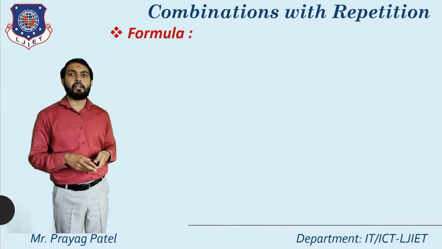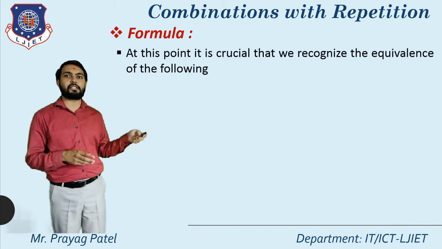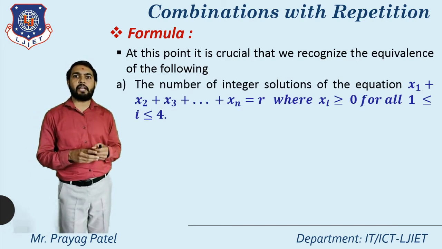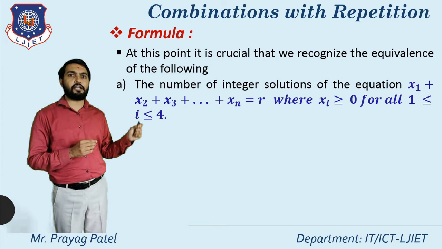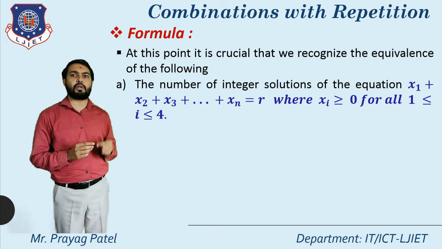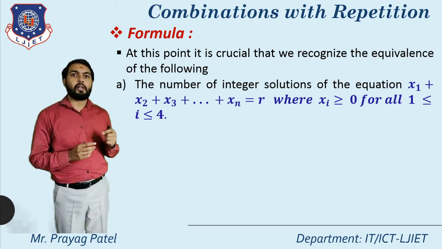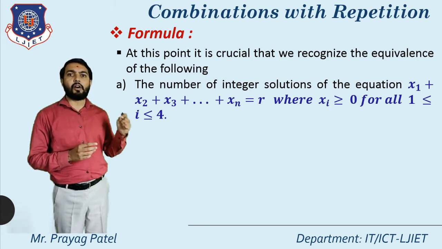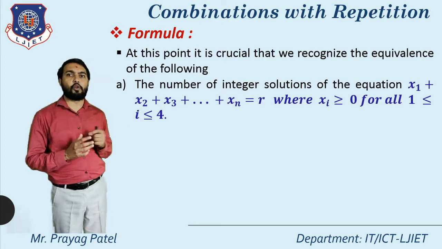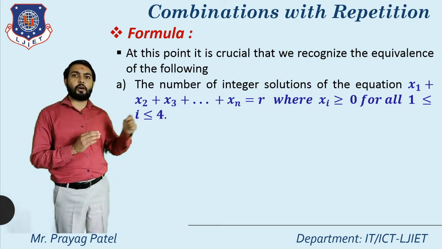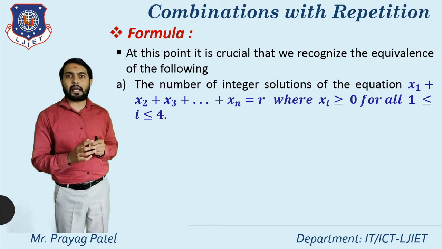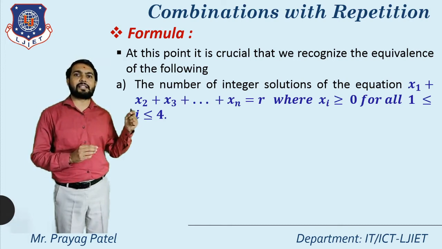In the same way, consider the general formula for this type of problem. The number of integer solutions for the equation x1 plus x2 plus x3 up to xn equal to r, where xi is greater than or equal to 0 for all 1 less than or equal to i less than or equal to n. That means the total of all of these is considered as the value r and the number of objects is considered as n.